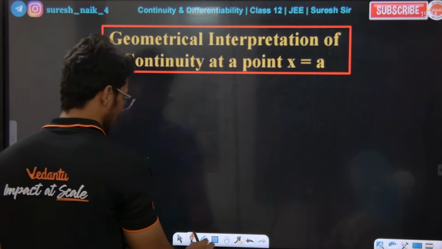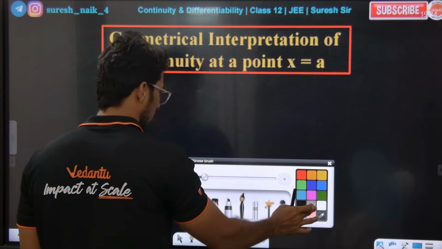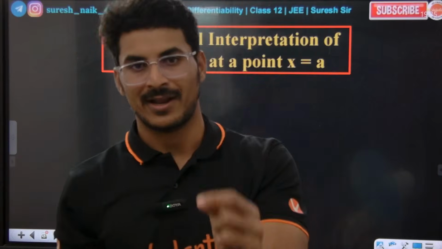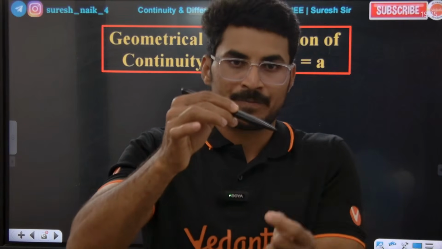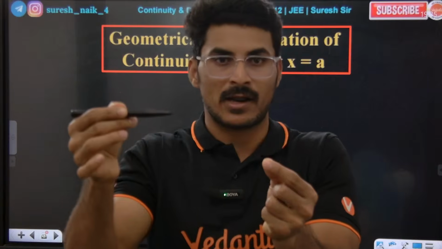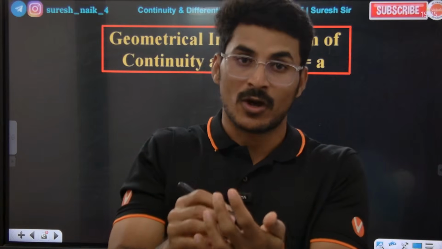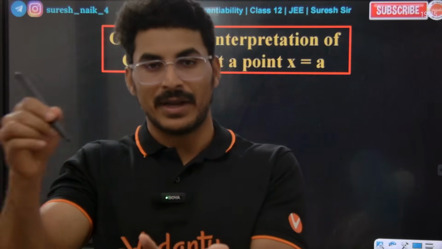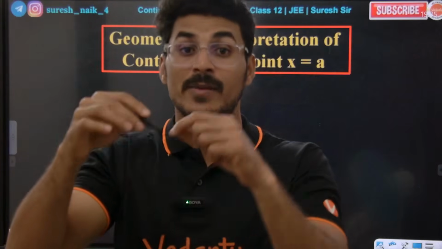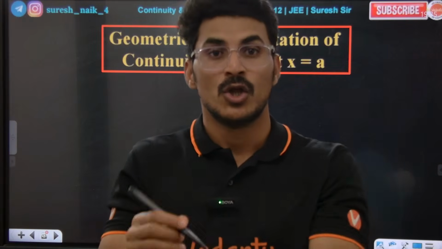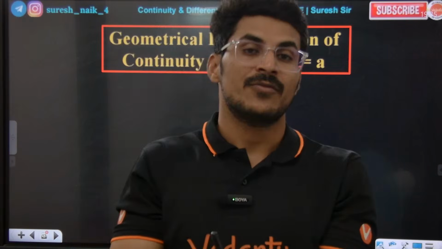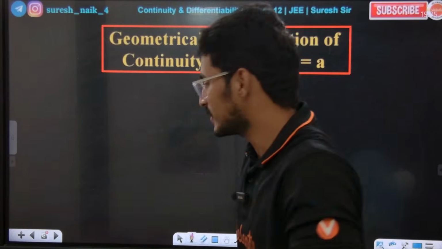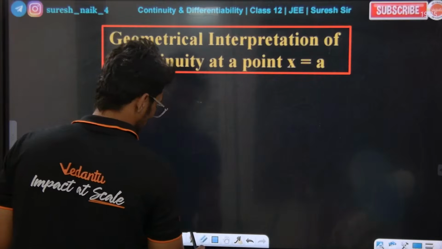Guys, basically simple. I'll tell you in our own language. When you draw the graph of a function without lifting the pen, then it is continuous. If you are lifting the pen up and drawing the graph, that is discontinuous. Simple. Without lifting is continuous. With lifting, it's discontinuous. Simple logic. Sir, give an example.